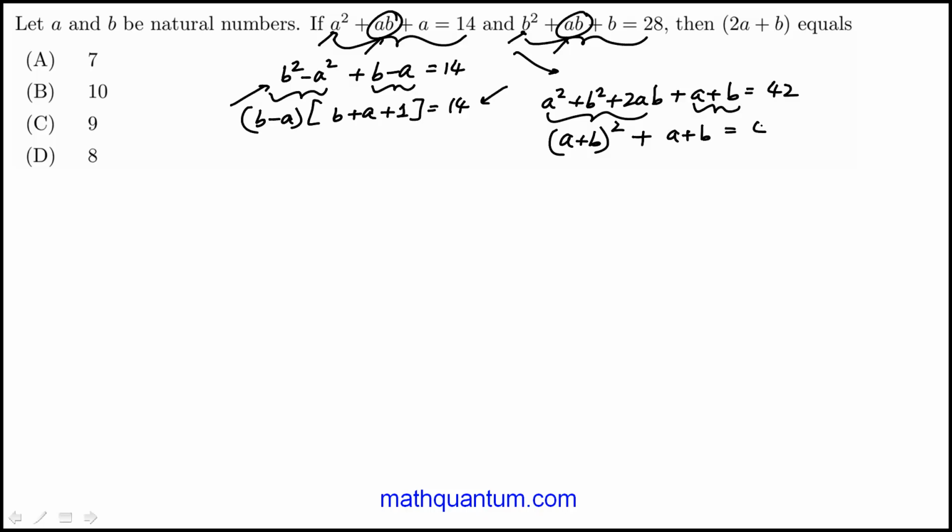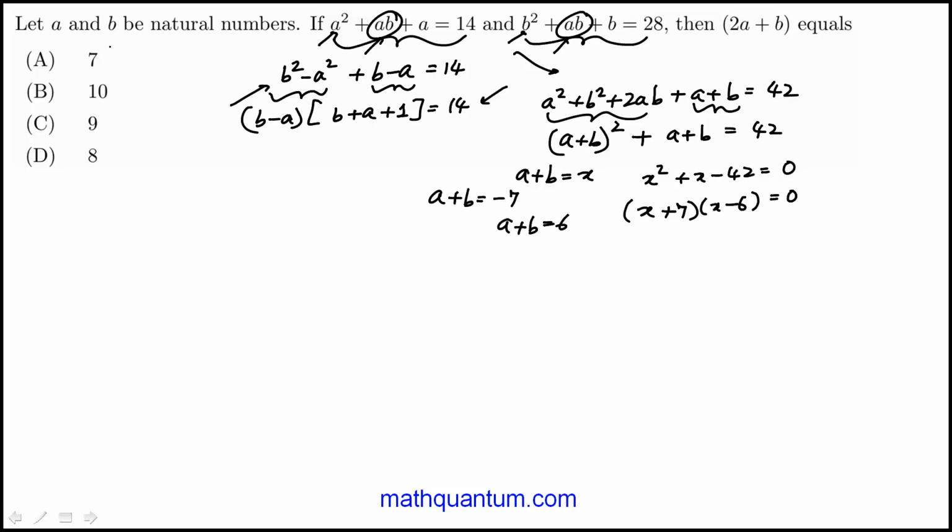Now this can be factored because this is really a quadratic. If I call a plus b x, that's the quadratic, and this can be factored into x plus 7, x minus 6 equal to 0. So our choices are a plus b is minus 7 or a plus b is 6. Note they are natural numbers, so we can drop that condition.